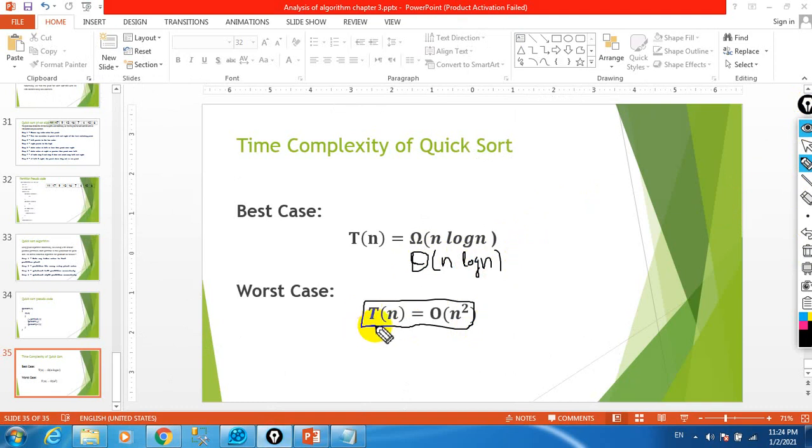So this was the complete analysis of the quicksort algorithm and the technique used for sorting the array by using quicksort. If you have any questions, then you can ask. So it's enough for this lecture.